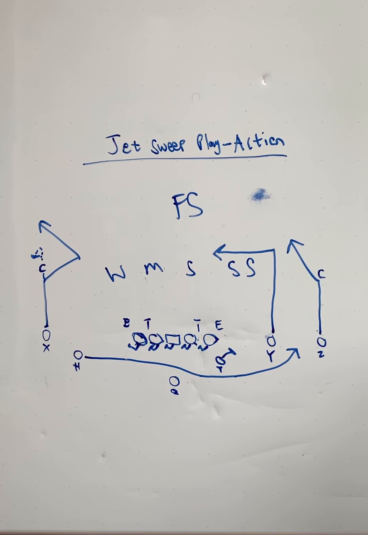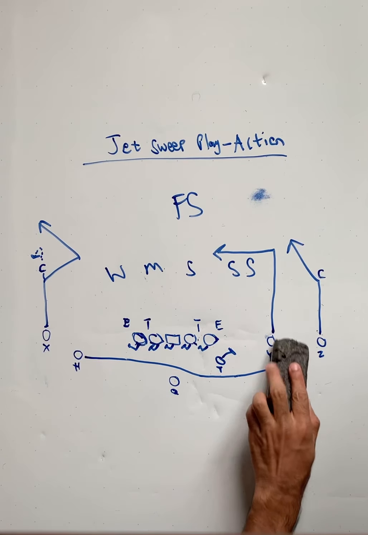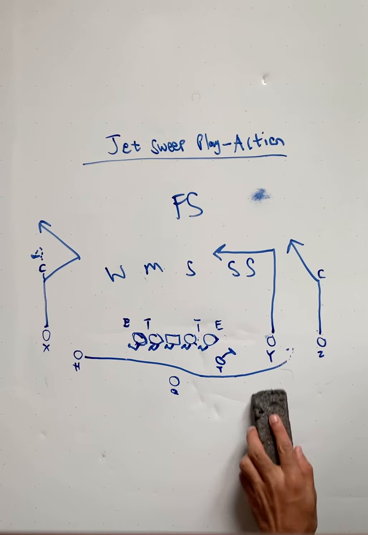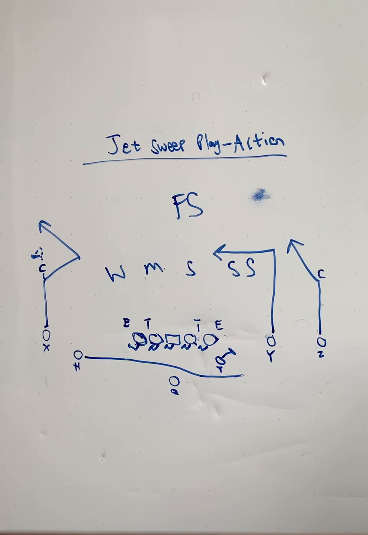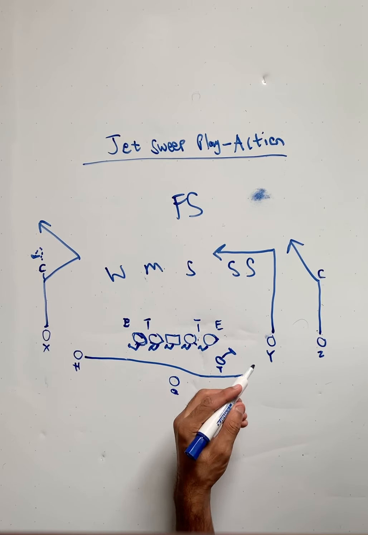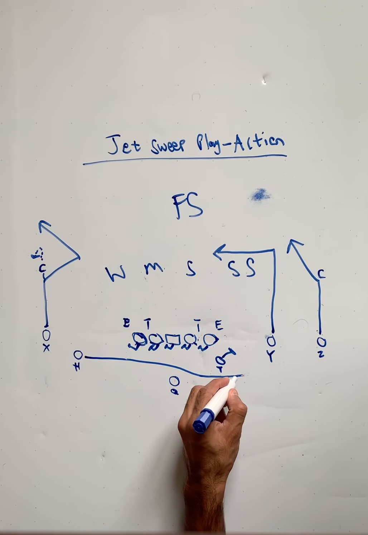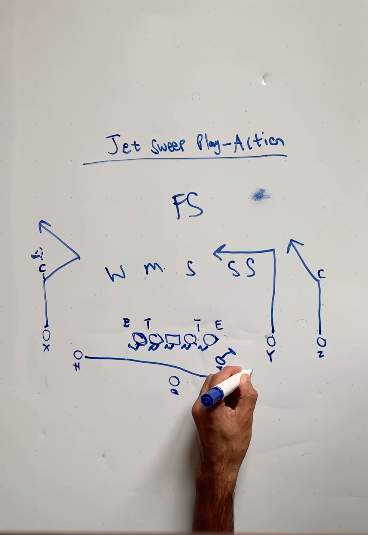One more thing, the jet sweep is not going to release into the flat anymore, because this is play action, and I shouldn't say it's just play action. It's a deep shot off of play action. It's going to need time to develop. You're going to need to give your receivers time to get downfield.